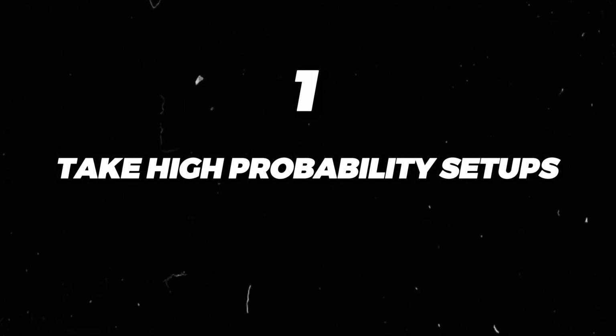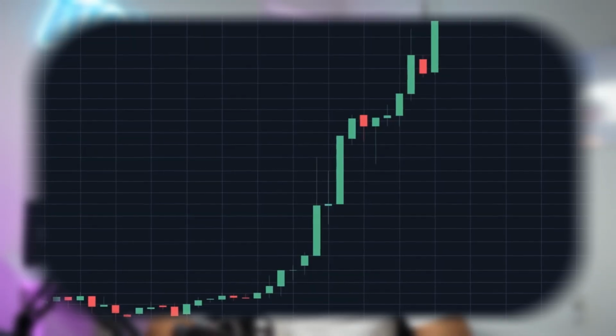So step number 1, you need to take high probability setups. What I mean by that is you don't want to just hop in the market and place random trades because you think it's going up or it looks like it's going up, or little Johnny down the street may have told you, oh, gold is about to go up. No, you want to take the highest probability setups, meaning that you have all of your confirmations being checked off.